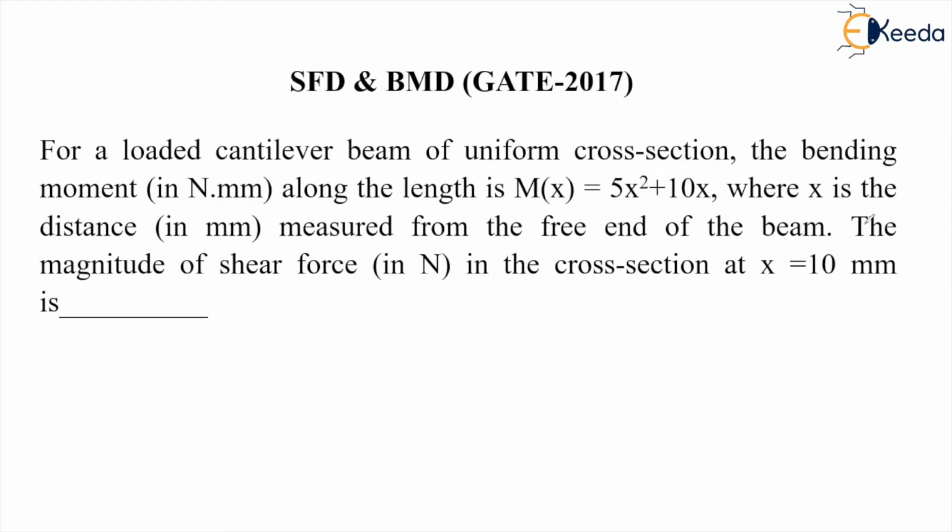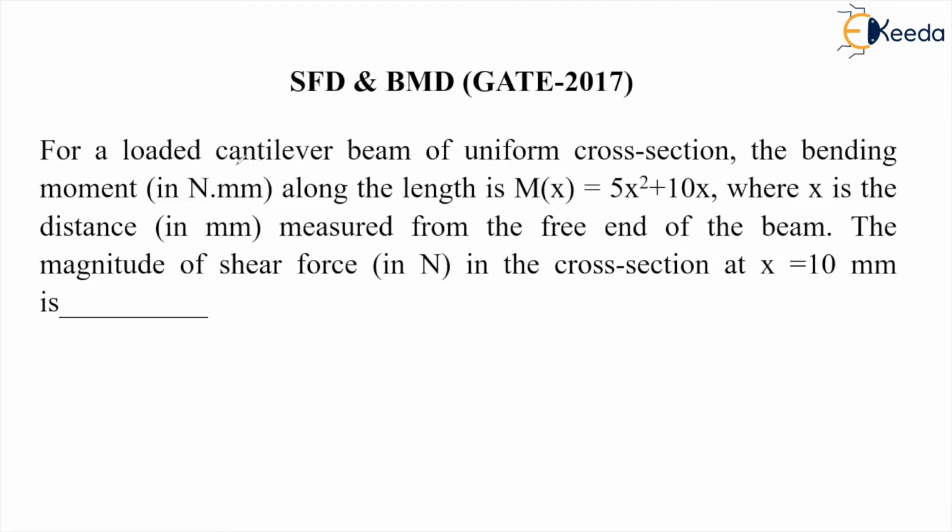In this question, for a loaded cantilever beam of uniform cross-section, the bending moment along the length is given as 5x squared plus 10x. X is given in millimeter and it is measured from the free end of the beam. The magnitude of shear force in the cross-section at x equal to 10 millimeter we have to find out.